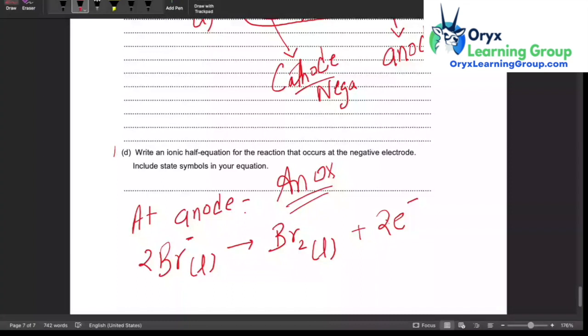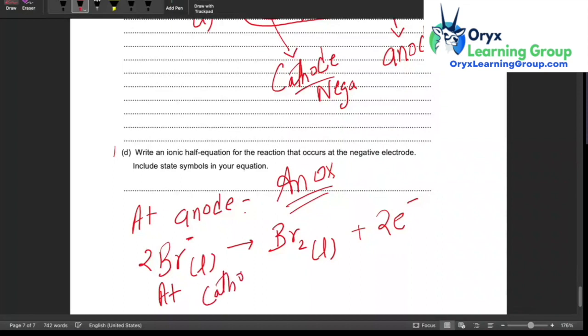Okay, so remember this, at anode oxidation happens. Oxidation is loss of electrons. So two bromine ions, they will lose electrons, they will form bromine liquid. Clear? And then we have got at cathode.